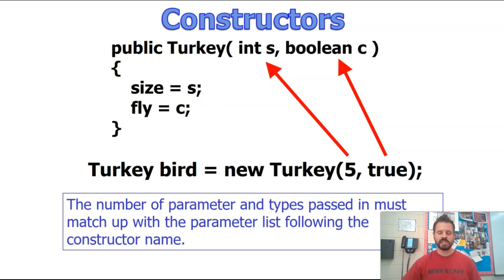Now when I actually make the call to the constructor, the number and type of parameters passed in must match the parameter list found in the constructor. For example, I can only put an int here because that's what the constructor says I can do, and a boolean in the second spot because that's how the constructor defines it in the parameter list. I couldn't mix the order up. I couldn't throw a double in instead of the int. I've got to stick with the way the constructor is defined.